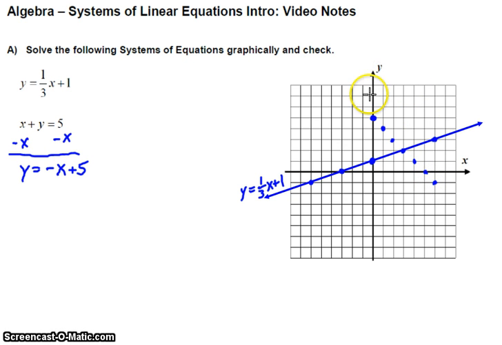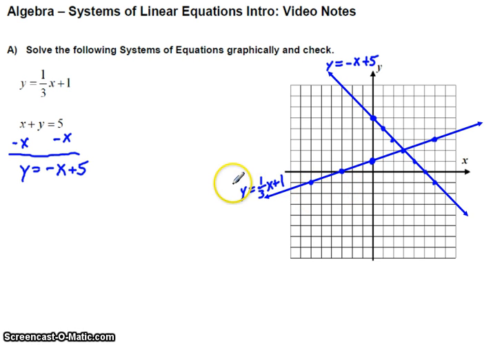Again, I'm going to graph it. Use a straight edge always with these. It's super important that your graphs are neat. If they aren't neat, you're not going to be able to get the right answers all the time. And again, I want to label it. So this is y equals negative x plus 5. I always label it with the y equals mx plus b form.